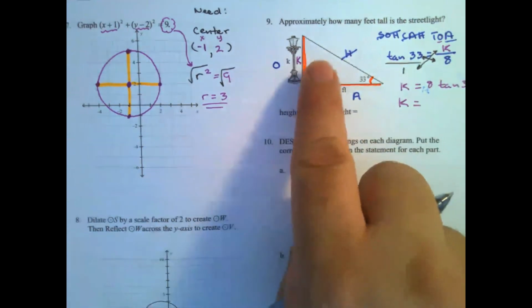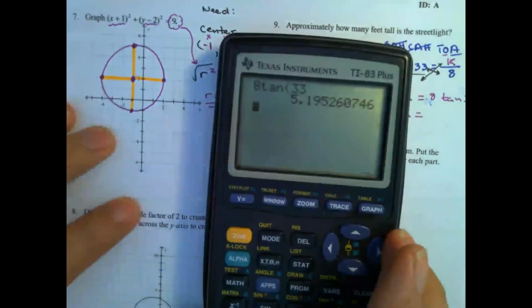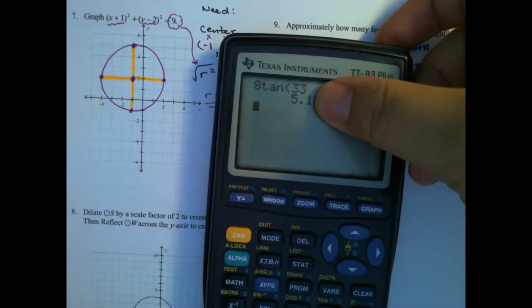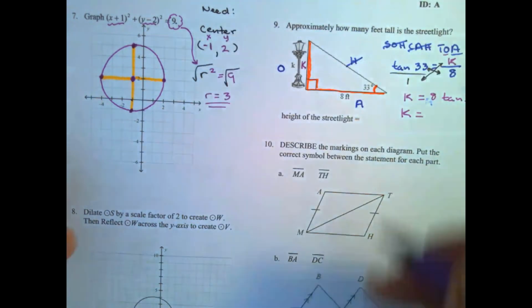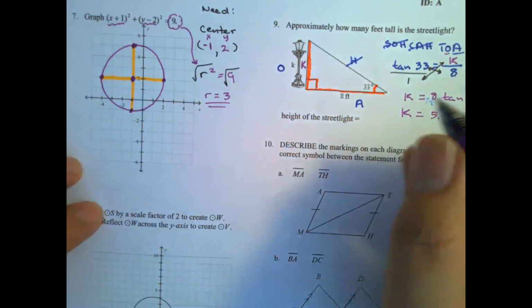And they didn't say approximately how many feet tall is the street light. All right, well, I got 5.195. So if I'm going 5.1, my other option is 5.2. Well, the number next to it tells me to go up to 5.2. They didn't say what to round it to. So there's my answer, 5.2 feet.